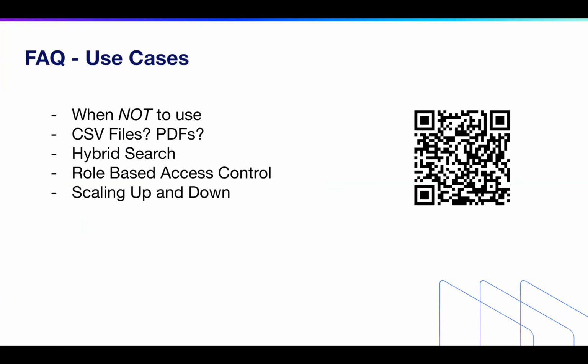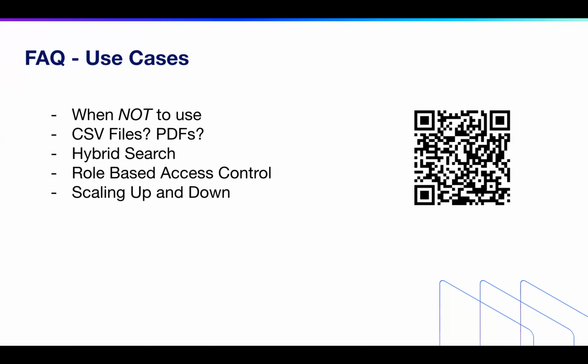FAQ, people will ask me things like, when do you not use a vector database? If you don't need semantic similarity search, if you're just building a user app, like I've got some users and I need to make sure they're logging in, I want to know what they're doing, you don't need a vector database. Don't bother.